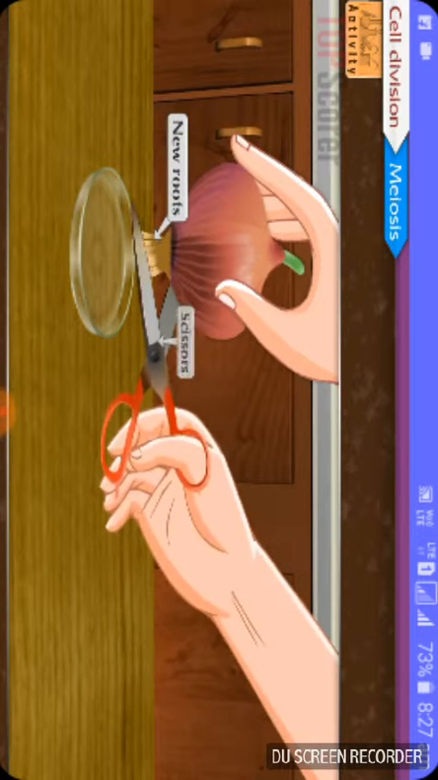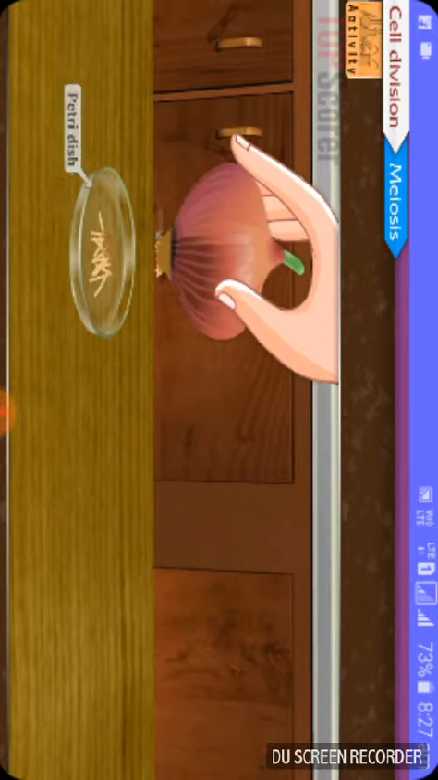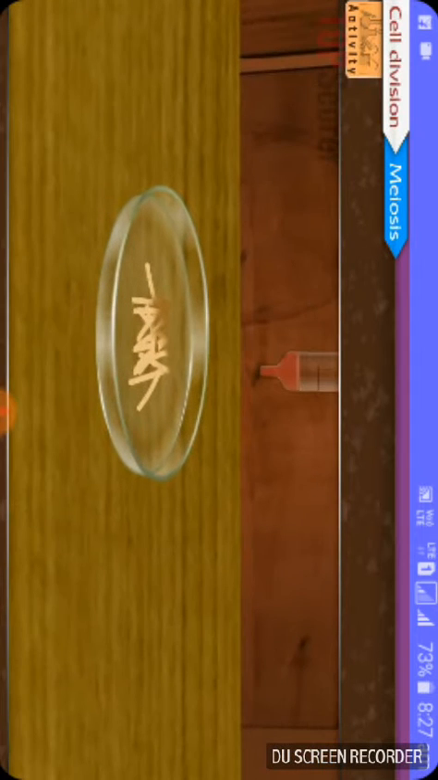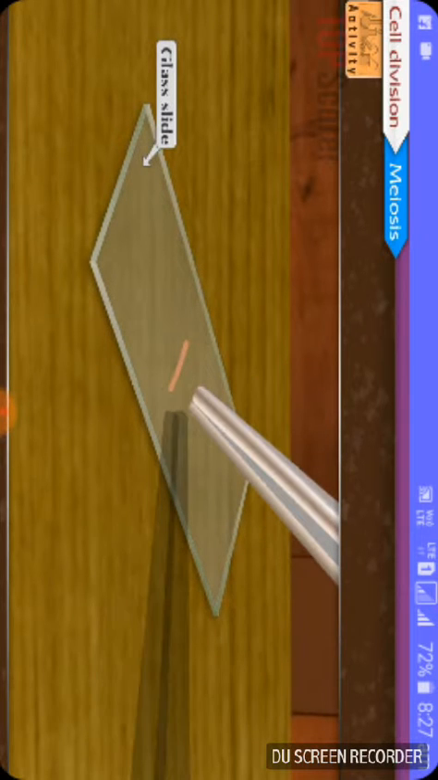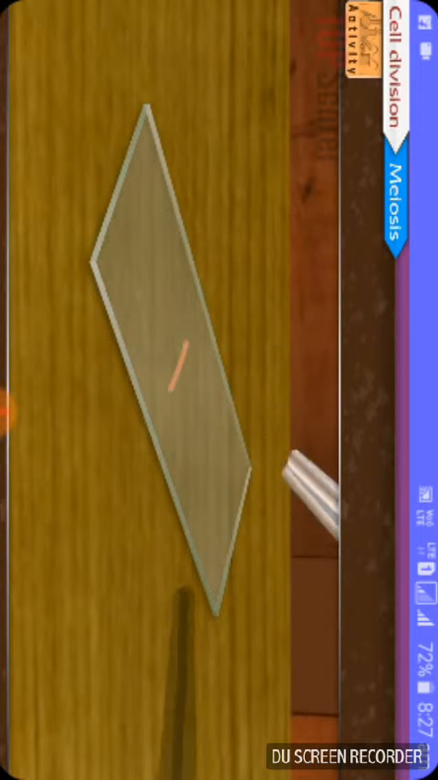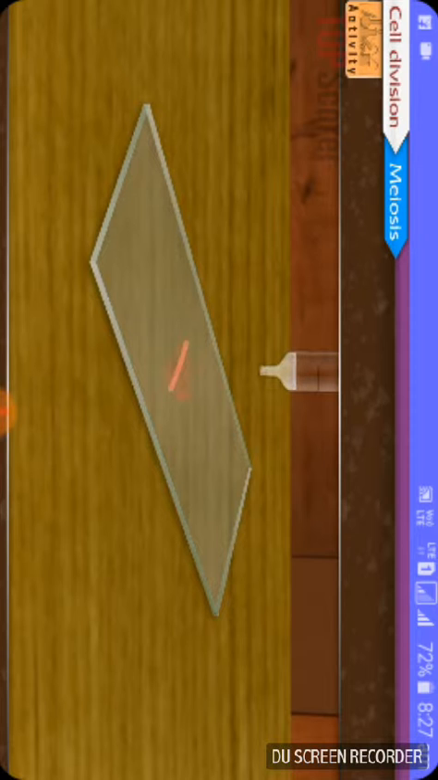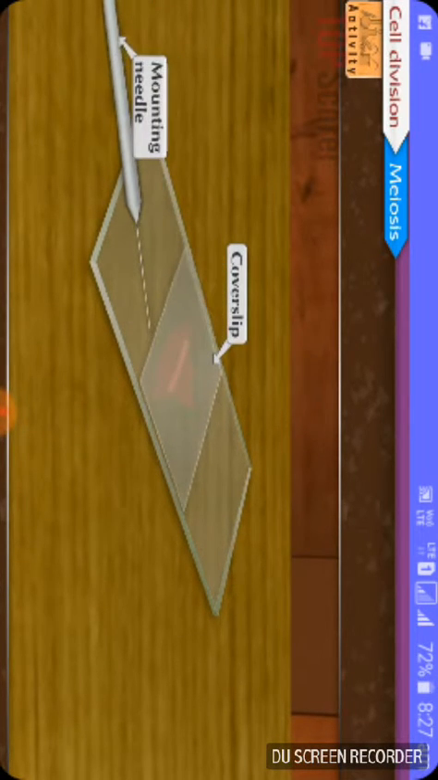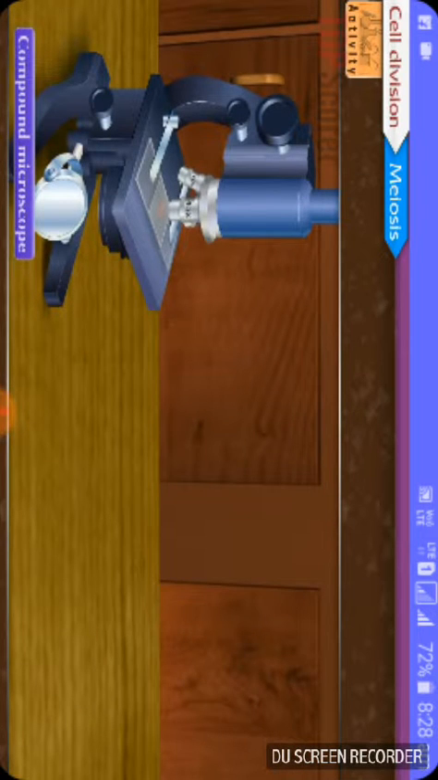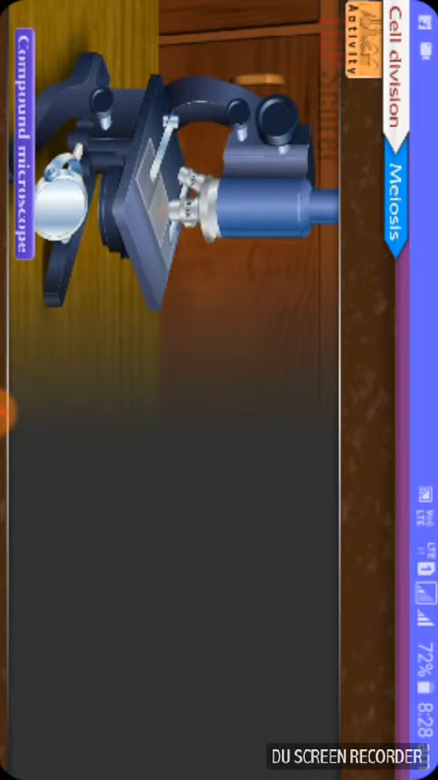Cut the tips of these roots and put them in a petri dish. Add a few drops of iodine solution. Take one root tip on a glass slide and press it with the help of forceps. Add 1 to 2 drops of water on it and cover it with a cover slip. Observe the prepared slide under the compound microscope.